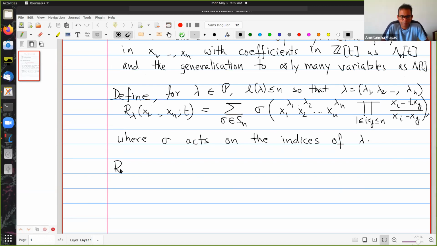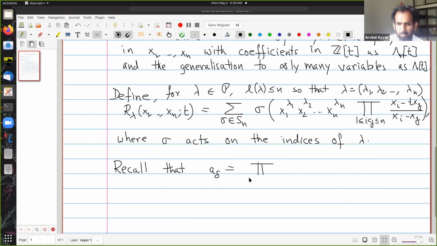So recall again from Amri's lectures that a_delta, this is the product of (xi minus xj), is the Vandermonde determinant.